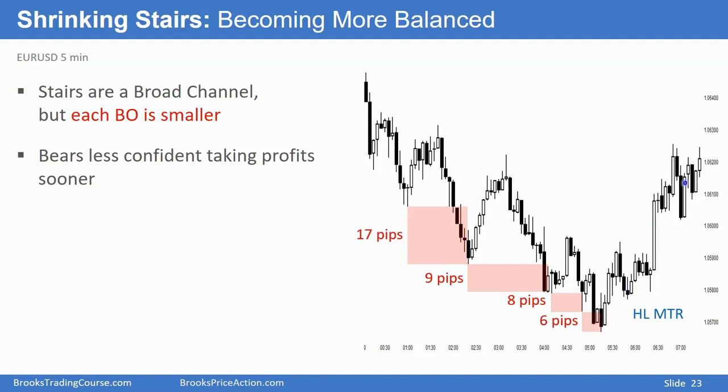And at this point, you can say, well, that's a bull trend. Well, not necessarily. We're still below the top of the bear trend, and this might simply be a bull leg in a trading range. In any case, it's no longer a bear trend.